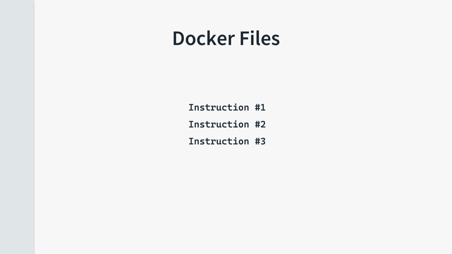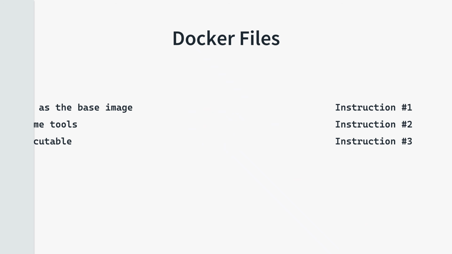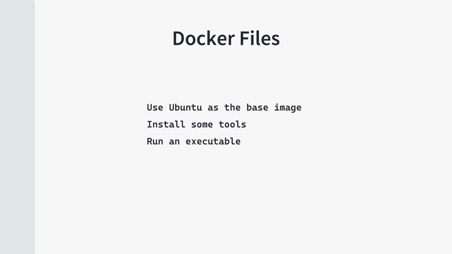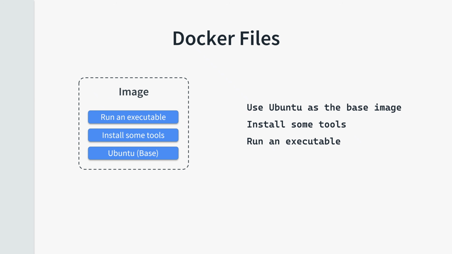Now to address the big question. How do we create container images? To create an image, we provide a list of instructions that describes how it should be built. For example, we might say, start with the Ubuntu base image, then install some tools or libraries, and then run this executable when the container starts. Each one of those instructions creates a new layer in the image. We put all of these instructions together into a Dockerfile. This is a simple text file that Docker reads when building an image.